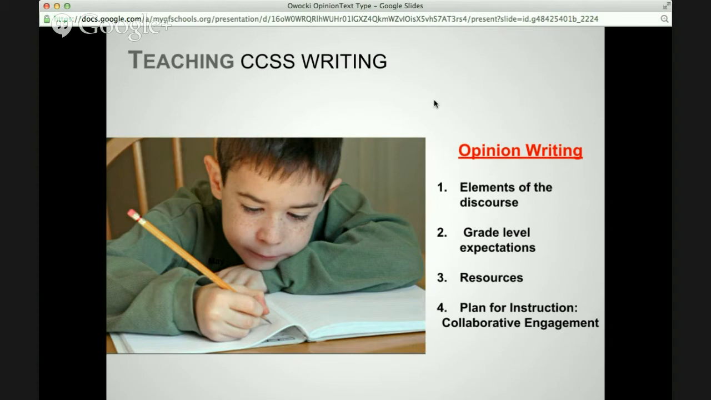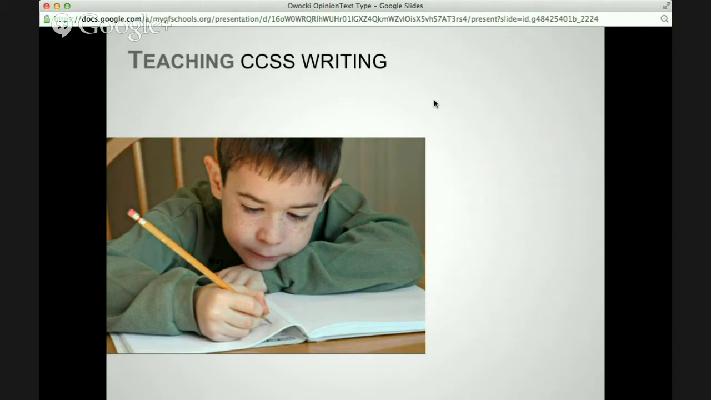all of the components that you see on this opening slide: the elements, the grade level expectations, resources, and collaborative engagement. You'll see as we continue through this, once again, that it will look very familiar as the parts of our last sessions. And so parts of this will go a little bit quicker because you have some background on how to use the Iwaki resources and what the grade level grid looks like from past sessions. And so we will begin with the elements of opinion writing.